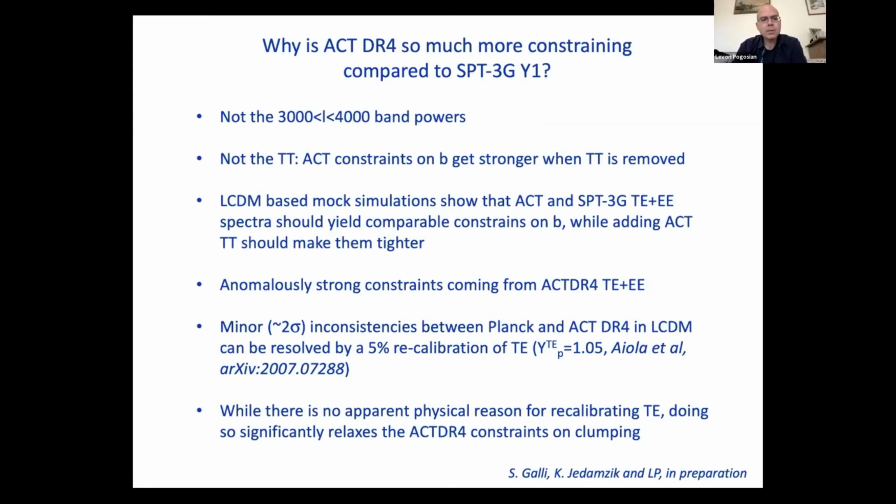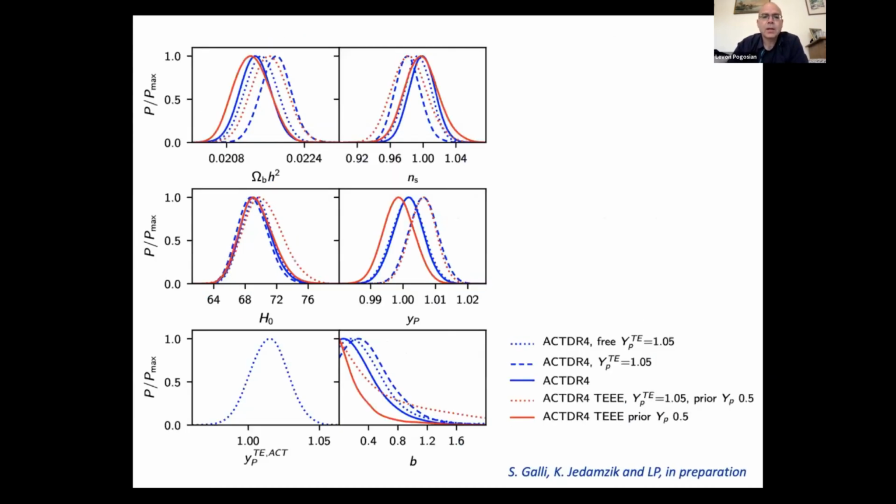So we were able to trace this to the normalization of TE spectra, which is known from ACT papers. They themselves observed that a 5% recalibration of the TE amplitude can help to resolve this 2 sigma-ish inconsistency with Planck. So there is no apparent reason for doing so, but if we do, that brings ACT constraints in line with the expectation.